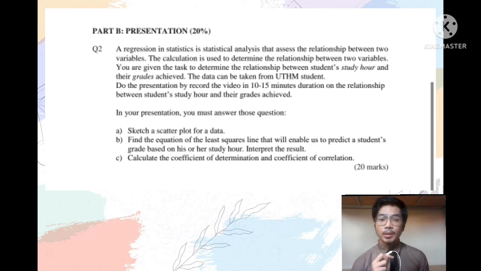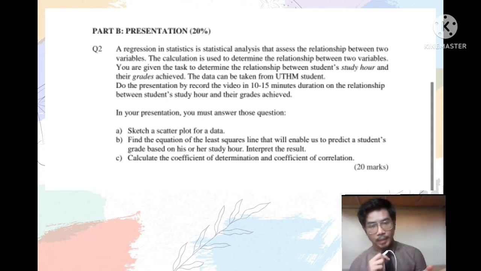In our presentation, we must answer this question. First, for question A, we need to sketch a scatter plot for the data. Second, for question B, we need to find the least squares equation that allows us to predict the grade of a student based on their study hours, and interpret the result. And lastly, for C, we need to calculate the coefficient of determination and the correlation coefficient.